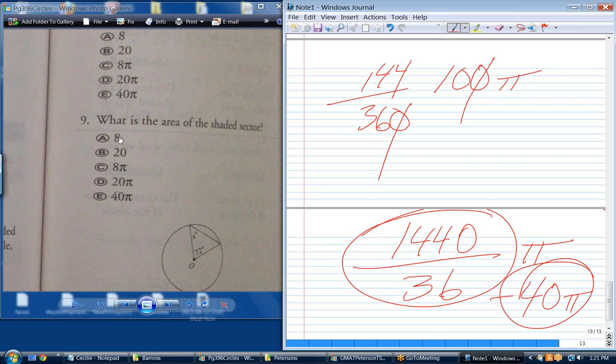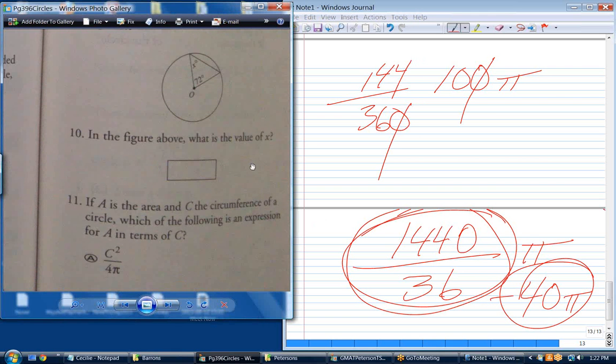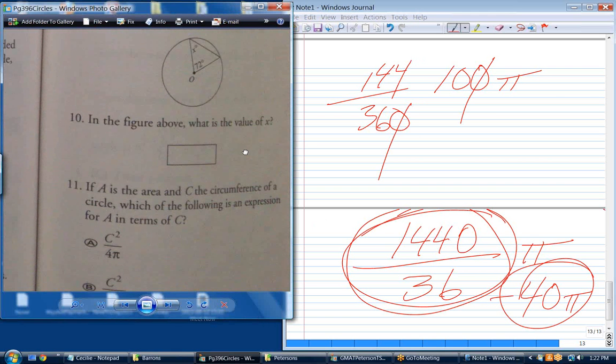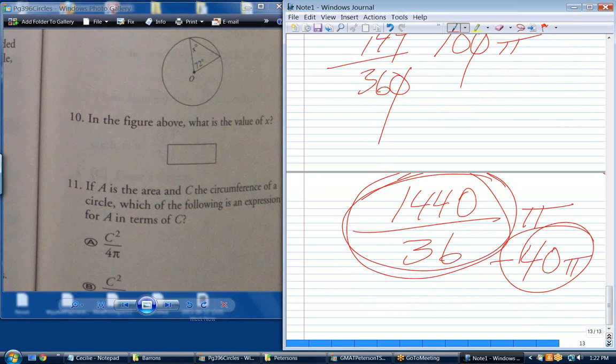If I'm looking at these answers, I can tell that it's not 20. It's got to be 40. In other words, you can take certain arithmetic shortcuts if you're looking at the answers. 1440 divided by 36 is certainly more than 2. 36 goes into 144 more than 20 times. So I know the answer is 40 instantly. Even though this is different, what is x? This is an important principle, I think.